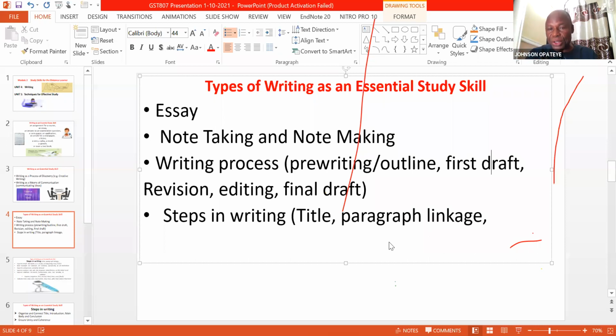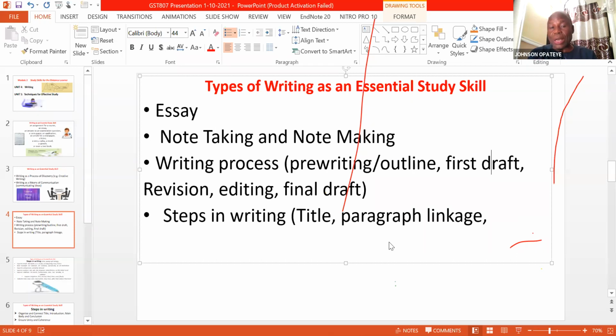Then after your revision, you do what we call editing, where you look at your punctuation, your accuracy, your grammar and everything. You go through the write-up to make some corrections on what you have written. Then after that, you have your final draft. So that is what you need to do. Then we have steps in writing.